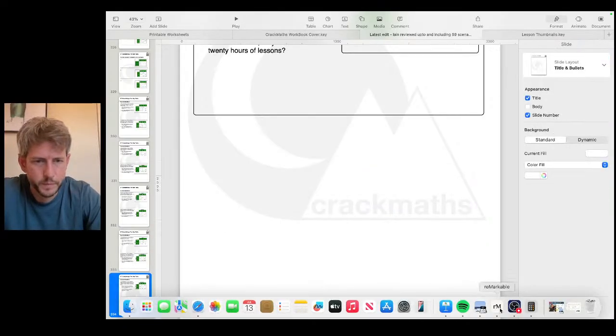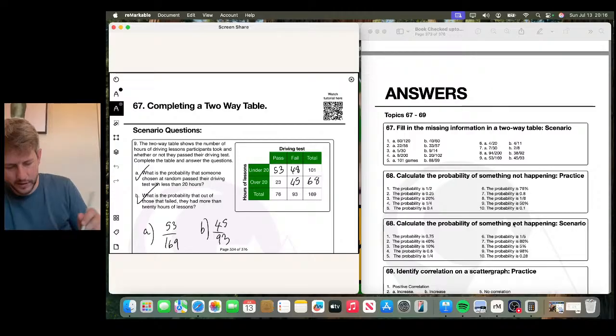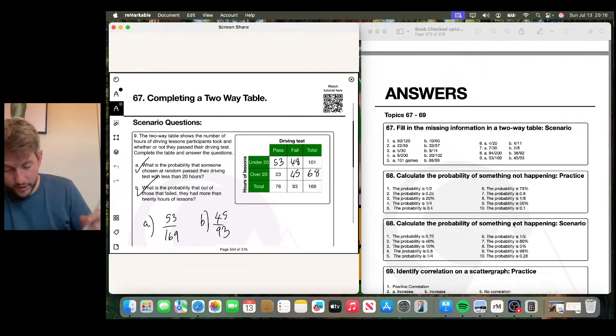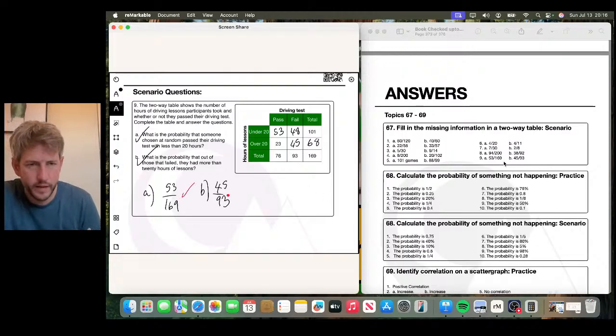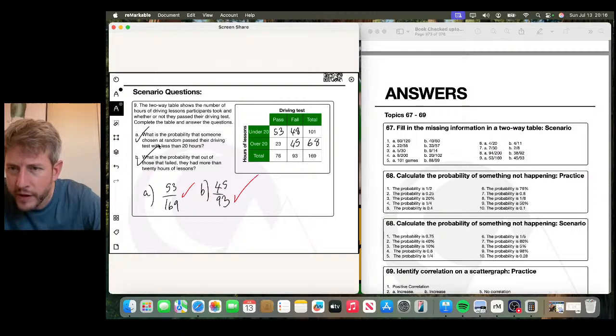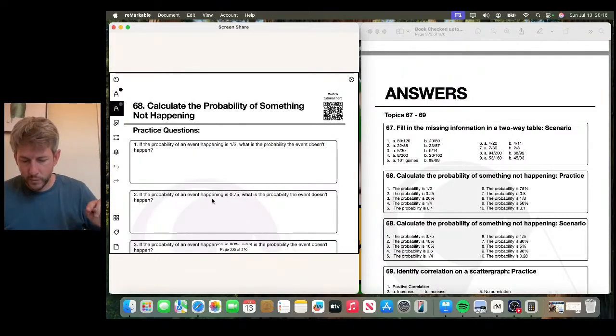Right. Last one. Okay, so here we go. We have got 53 out of 169. Yep. And we have got 45 out of 93. And it says I've ticked both of these because I could already do them. Okay, wonderful. Right. Topic 68. There we go.